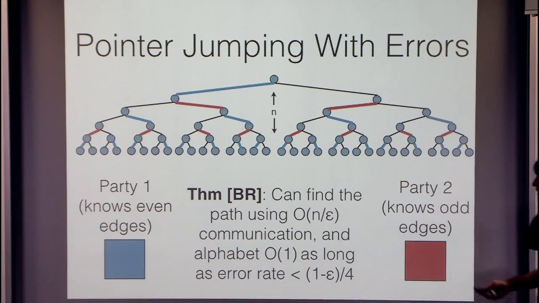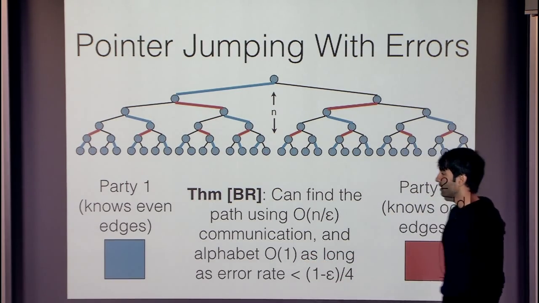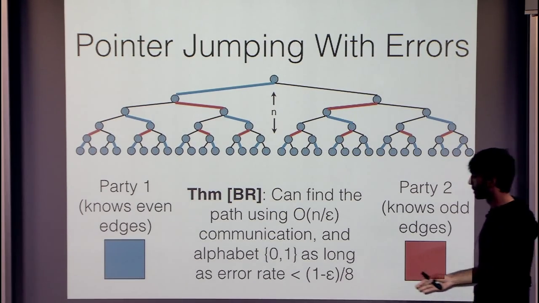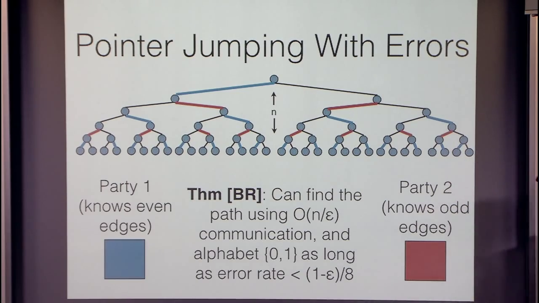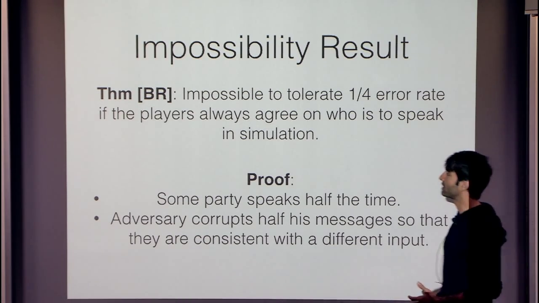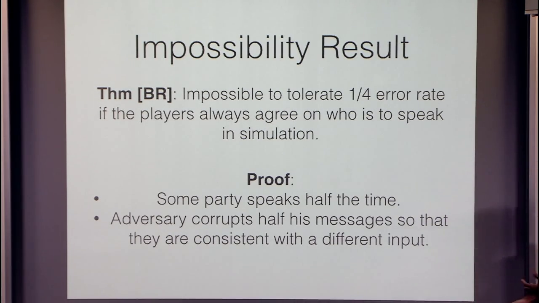It turns out you can tolerate an error rate of (1 minus epsilon) over 4 if you use a constant size alphabet. And if you want to use a binary alphabet, you can tolerate an error rate of (1 minus epsilon) over 8. There's some good reason why it's hard to go past the error rate of 1 over 4, although Bernard will talk about one way to go past this error rate.